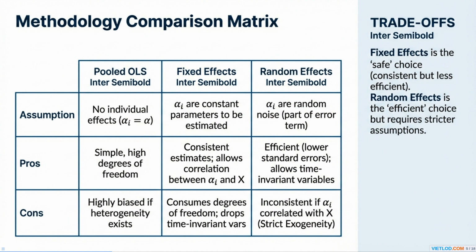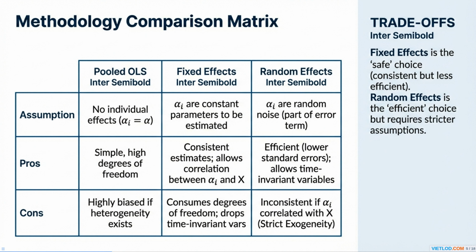This matrix summarizes the key trade-offs between pooled OLS, fixed effects, and random effects in panel data analysis. Pooled OLS is the simplest, assuming no individual effects, but is highly biased if heterogeneity exists. Fixed effects treats individual effects as constant parameters, providing consistent estimates even if these effects are correlated with your independent variables. However, it consumes degrees of freedom and cannot estimate coefficients for time-invariant variables. Random effects assumes individual effects are random noise, leading to more efficient estimates and allowing for time-invariant variables.